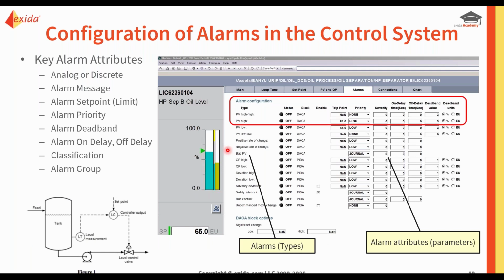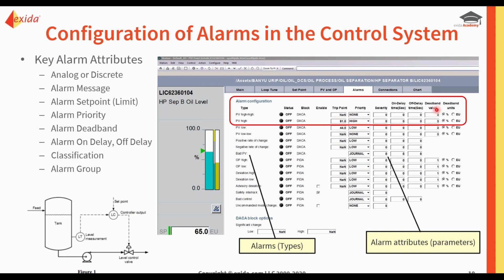So I mentioned the word alarm attributes. Let's talk about what that really means. So here we have a level control loop that's defined in a control system, and we have a whole bunch of alarm types like high and high alarm and low. For each of those alarms, we have attributes like, is it enabled? What's the trip point or alarm limit? What's the priority? What's the on delay? What's the off delay? What's the deadband? So these are all the alarm attributes that we're talking about in this reference.